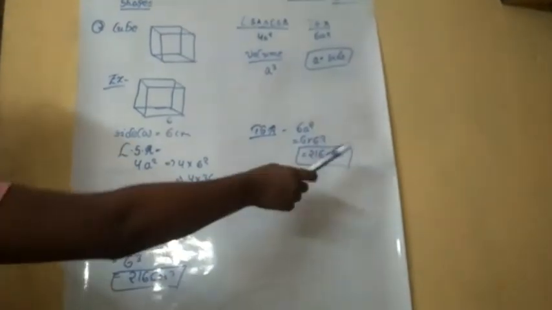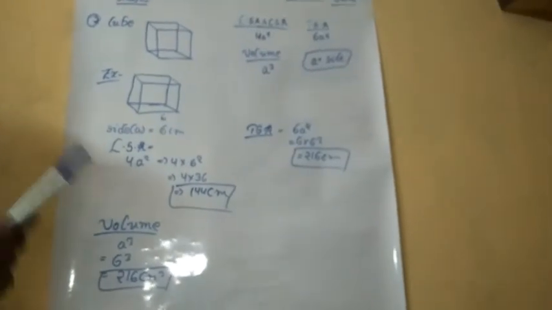So friends, here TSA and volume are equal, but it's a centimeter cube. So friends, the volume is 216 centimeter cube of this cube, and the LSA is 144 centimeters, and the TSA is 216 centimeters. So friends, let's go to the third one.